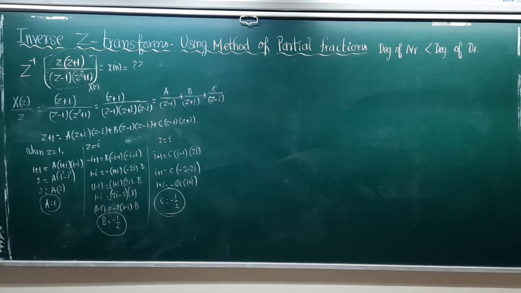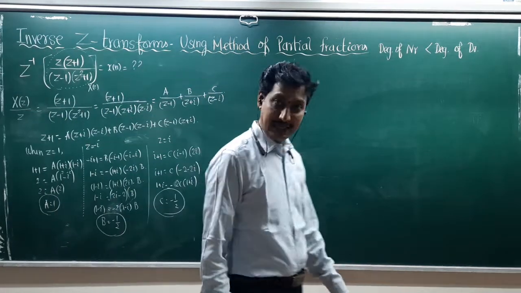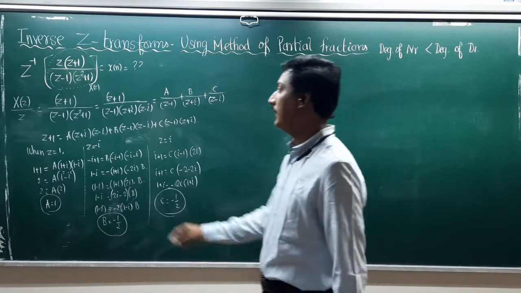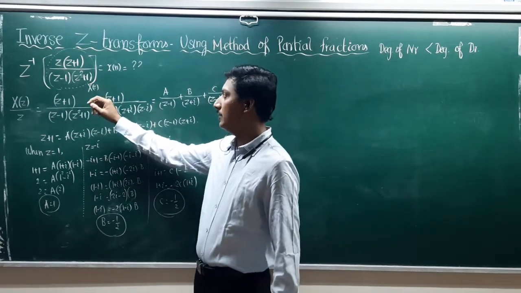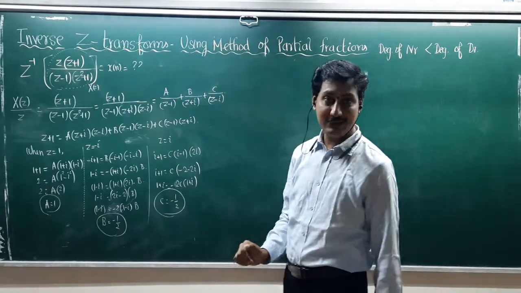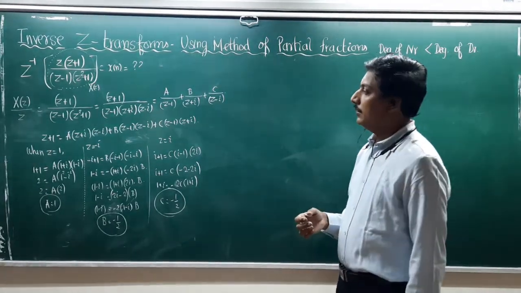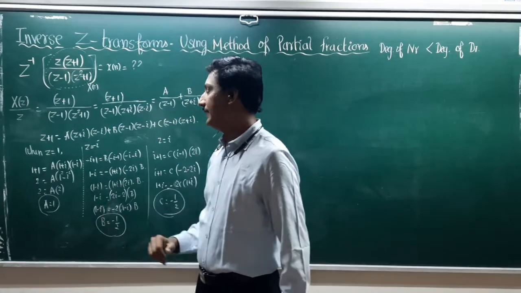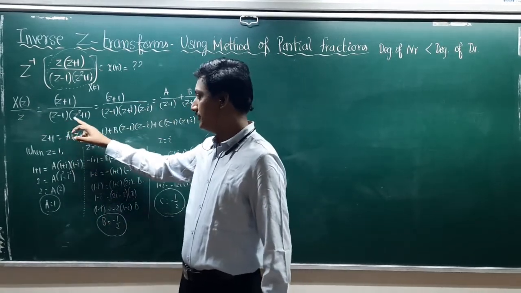Let us see another problem in this method of partial fractions. Find the inverse of z into z plus 1 by z minus 1 into z squared plus 1. So this is my X of z, and what's the z inverse of X of z? Nothing but x of n. So I can reserve one z on the left hand side along with the X of z. So z plus 1 by z minus 1 into z squared plus 1.